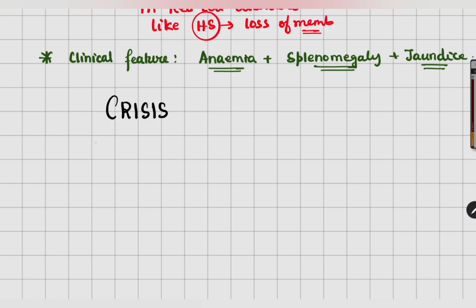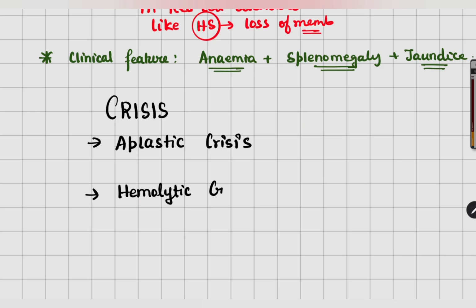So what are the types of crisis that we can see? So first of all, we can see aplastic crisis and we can see hemolytic crisis. What is aplastic crisis?